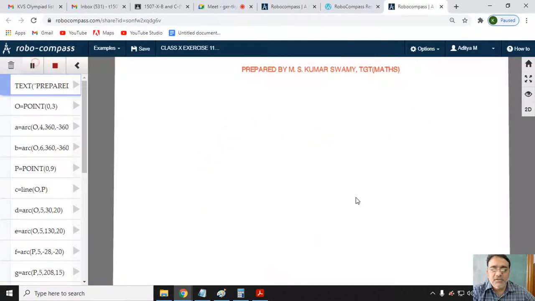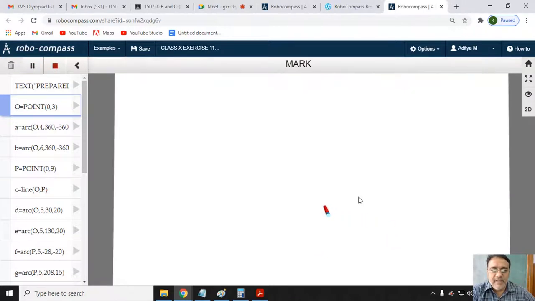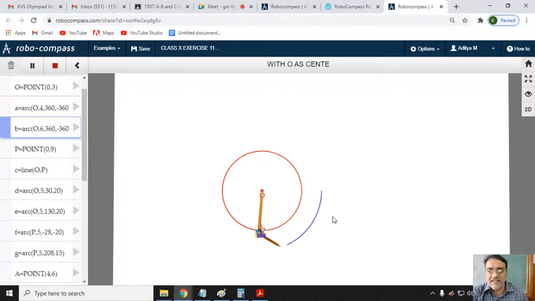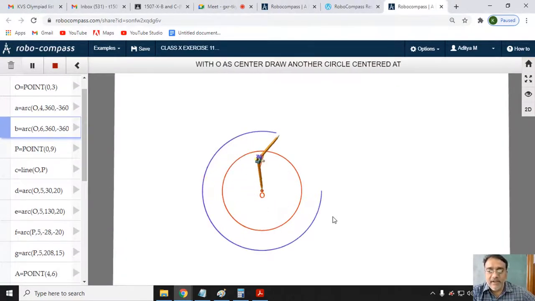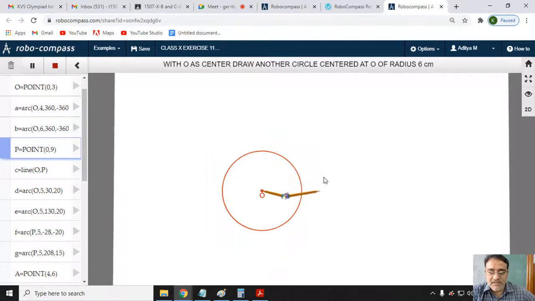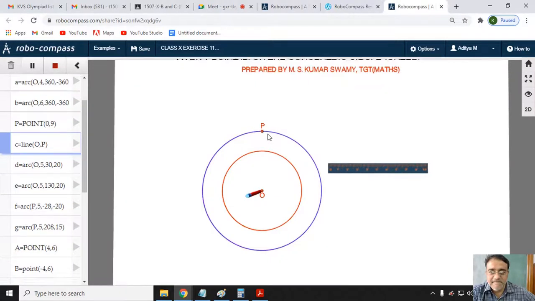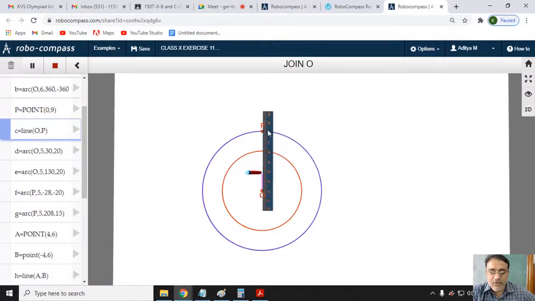So now we are going to start. First we'll take point O, and with center O and radius 4 centimeter we are going to draw one circle. Again with center O and radius 6 centimeter concentric circle we have to draw. So this is radius 6 centimeter. Now we are going to take one point P. Okay, so join OP.